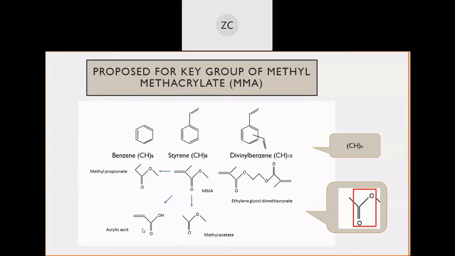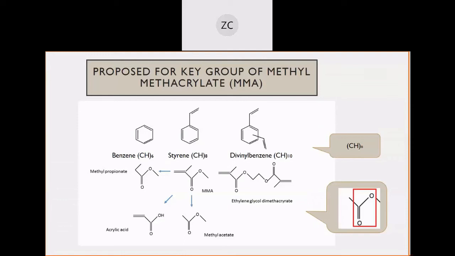For example, benzene, styrene, and divinyl benzene have similar molecular structures as CnHn, where n equals 6 for benzene, n equals 8 for styrene, and n equals 10 for divinyl benzene. These were proposed as the key group concept in the previous study.